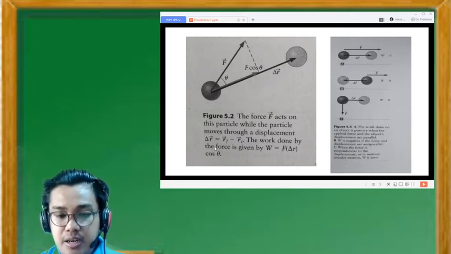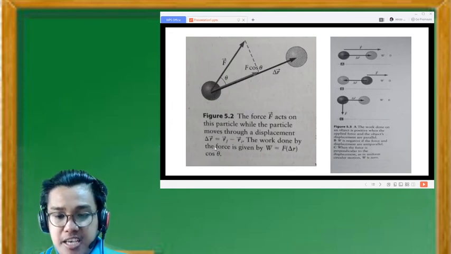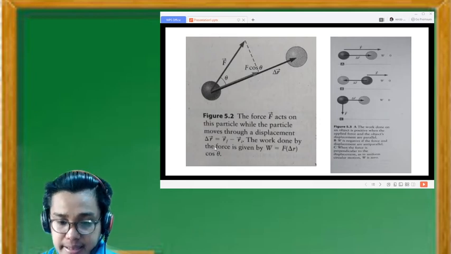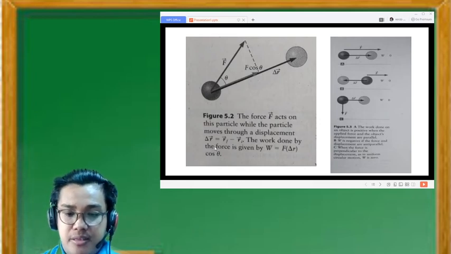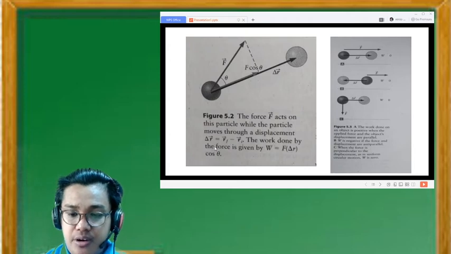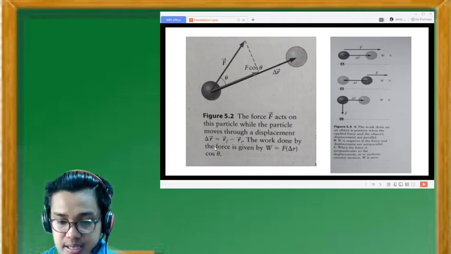The factor F in equation 5.4 denotes the magnitude of the force, while the displacement is the magnitude of the displacement. Though force and displacement are both vectors, work is a scalar. Also, W can be positive, negative, or zero, and thus does not have a direction.